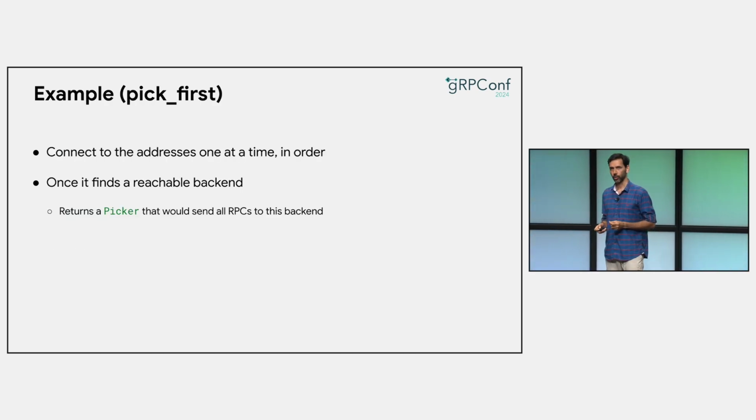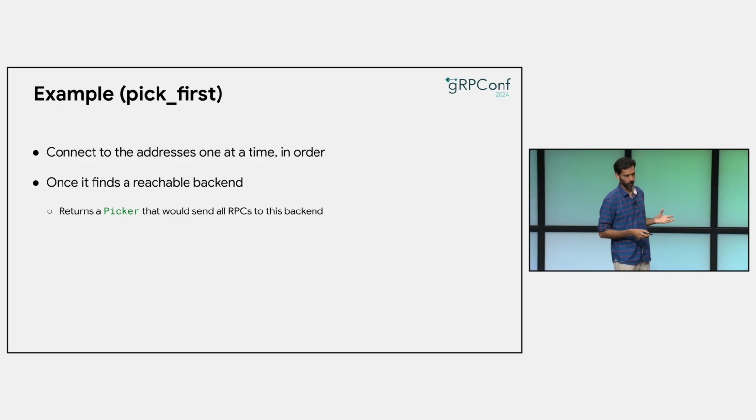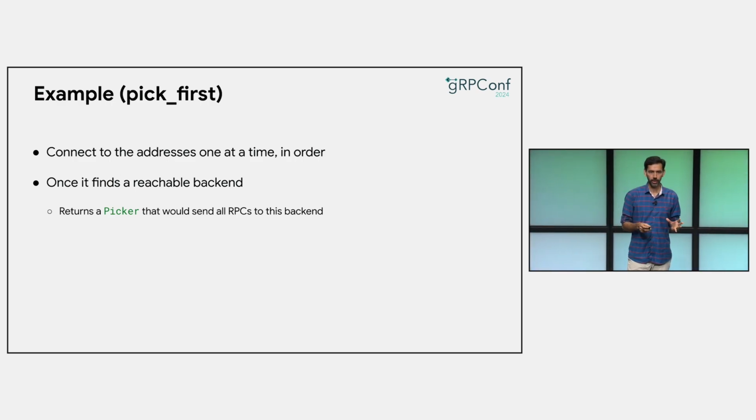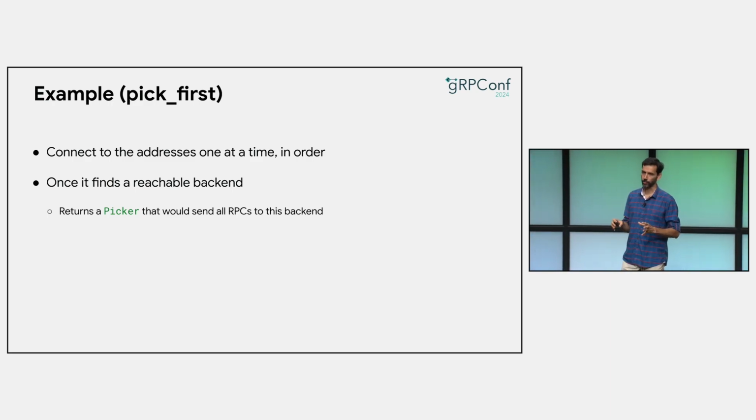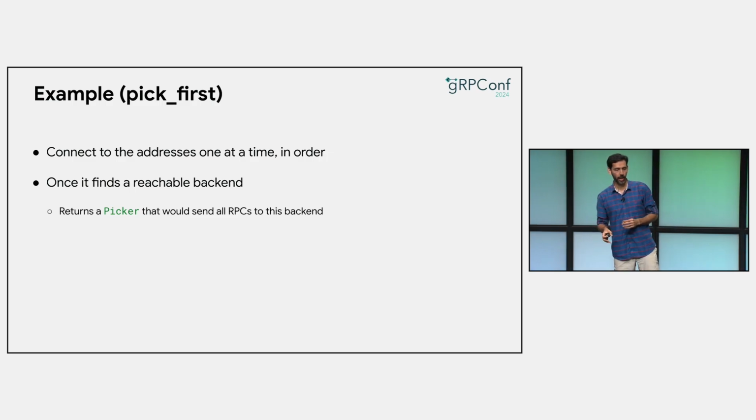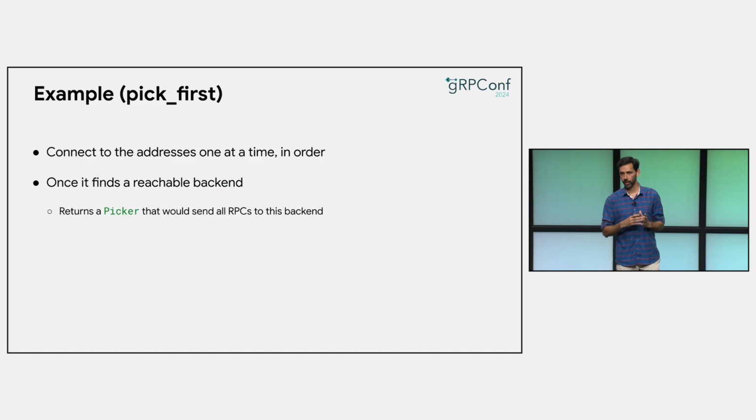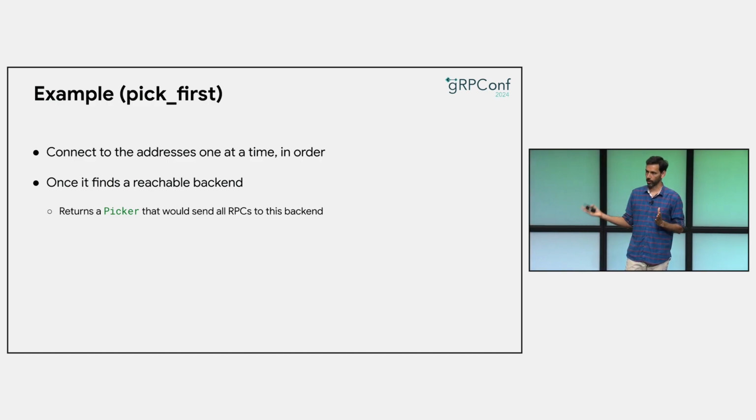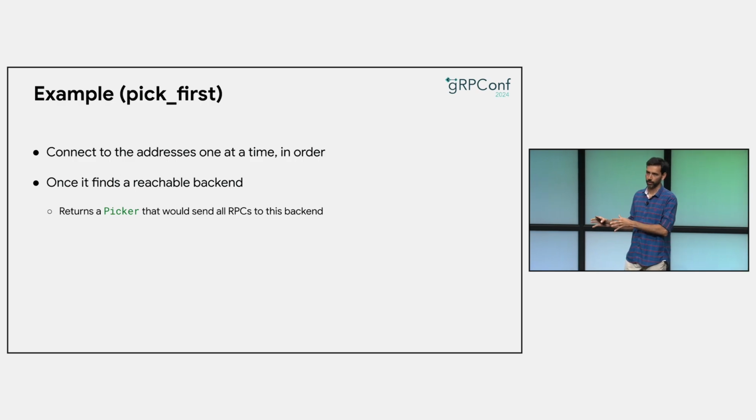So let's go through a couple of examples. One is pick first. You've probably heard this a bunch of times in this conference already, but pick first is one of the simplest LB policies that all implementations of gRPC ship with. Basically, it gets a bunch of addresses from the name resolver and starts connecting to them in order. And the moment it finds one that is reachable, it uses that for all the RPCs.